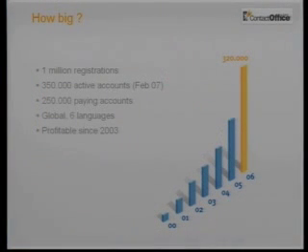How big are we? We had about 1 million registrations, but that doesn't mean anything. What is more meaningful is that we have today about 350,000 active accounts. That means at least one activity per month. We have, and that's more interesting, 250,000 paying accounts for the application. Our application is fully internationalized and works in 6 different languages. And our company has been profitable since 2003.